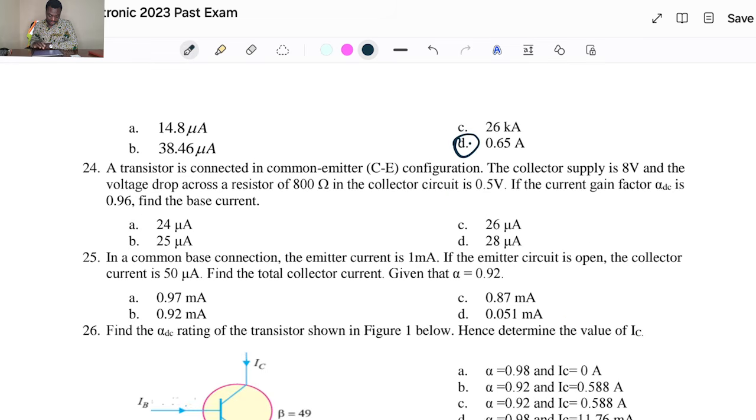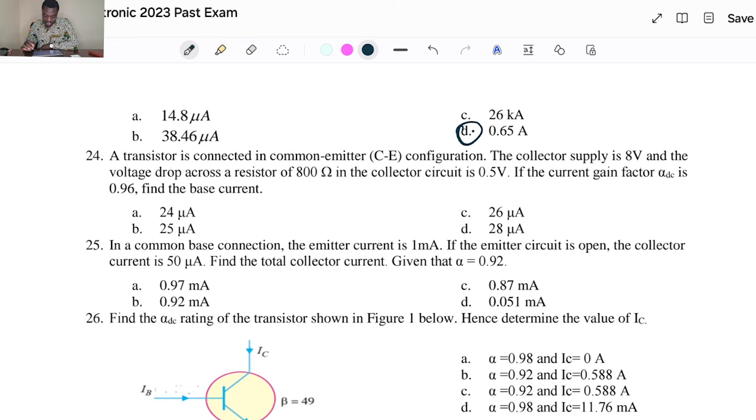Now let's move ahead. Question 24. A transistor is connected in common emitter configuration. The collector supply is 8 volts and then the voltage drop across a resistor of 800 ohms in the collector current is 0.5 volts. If the current gain factor, meaning alpha DC, so here we are given alpha DC, we have alpha DC equals 0.96.